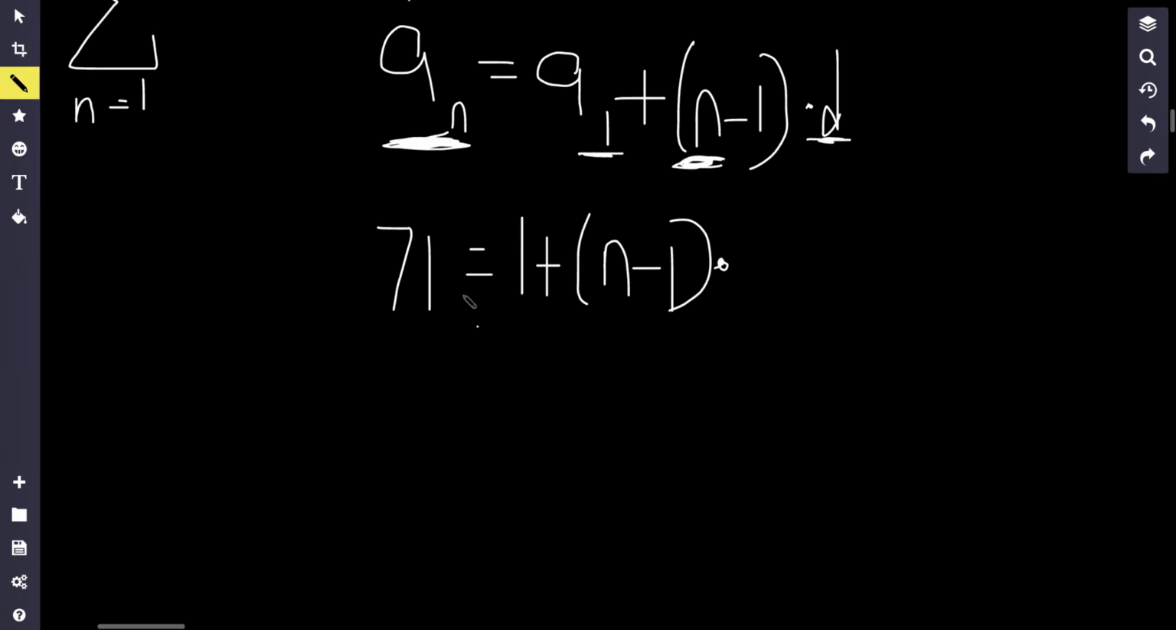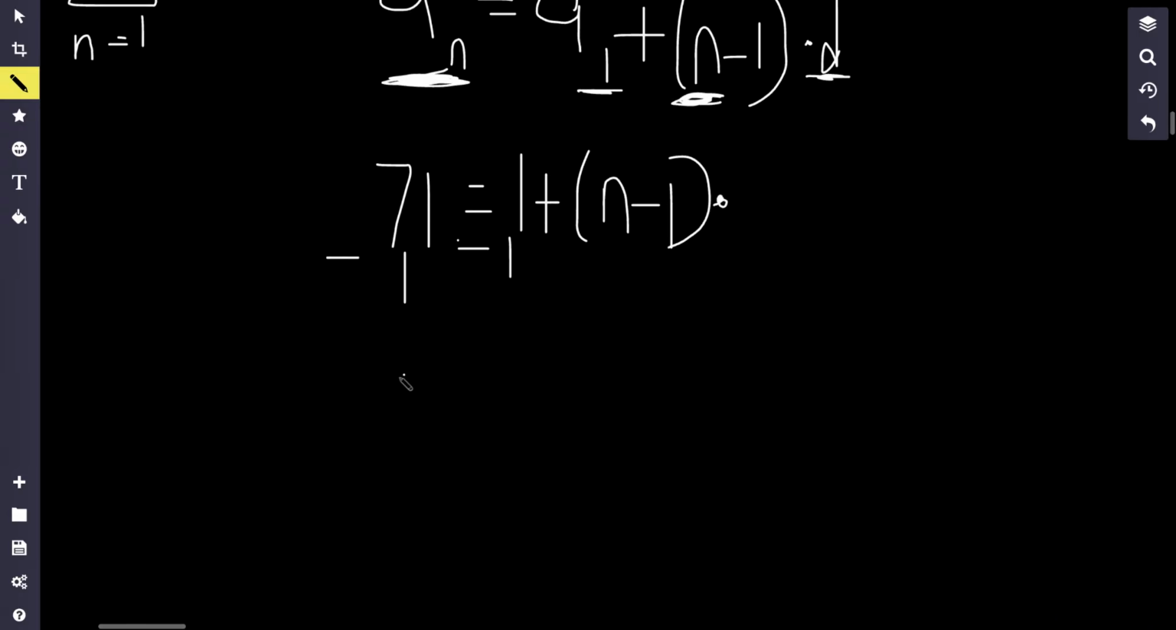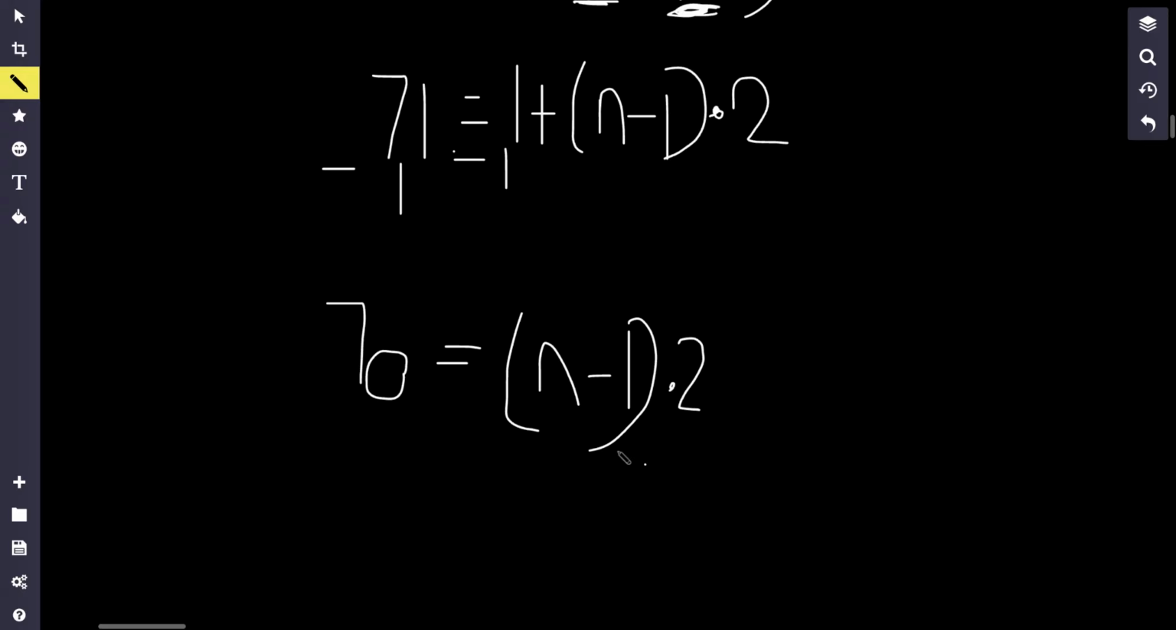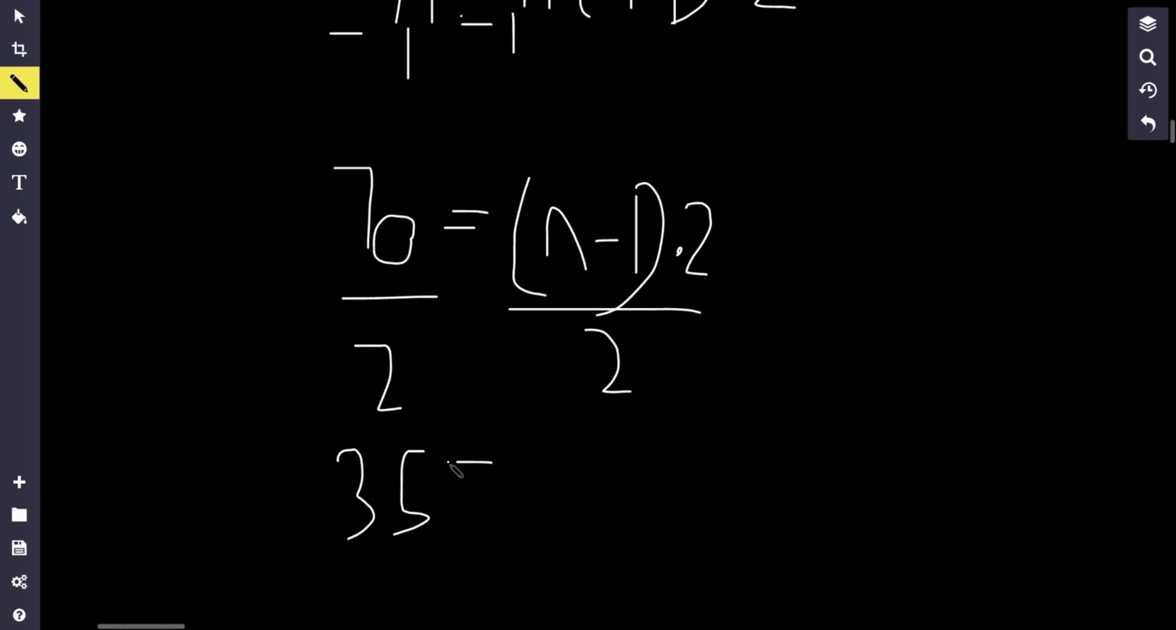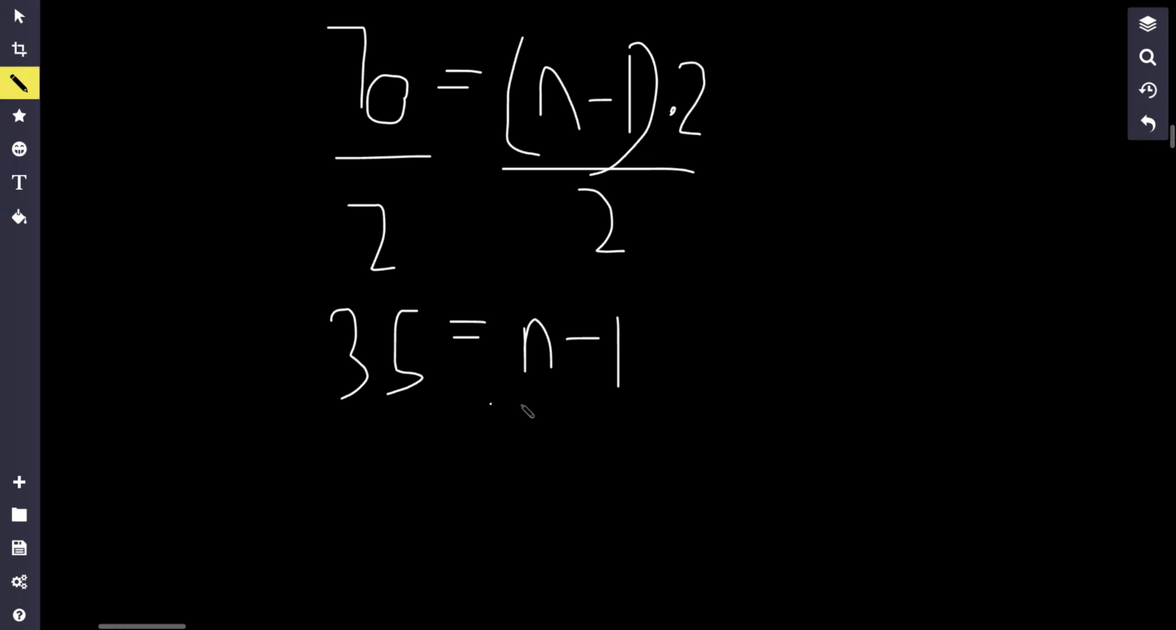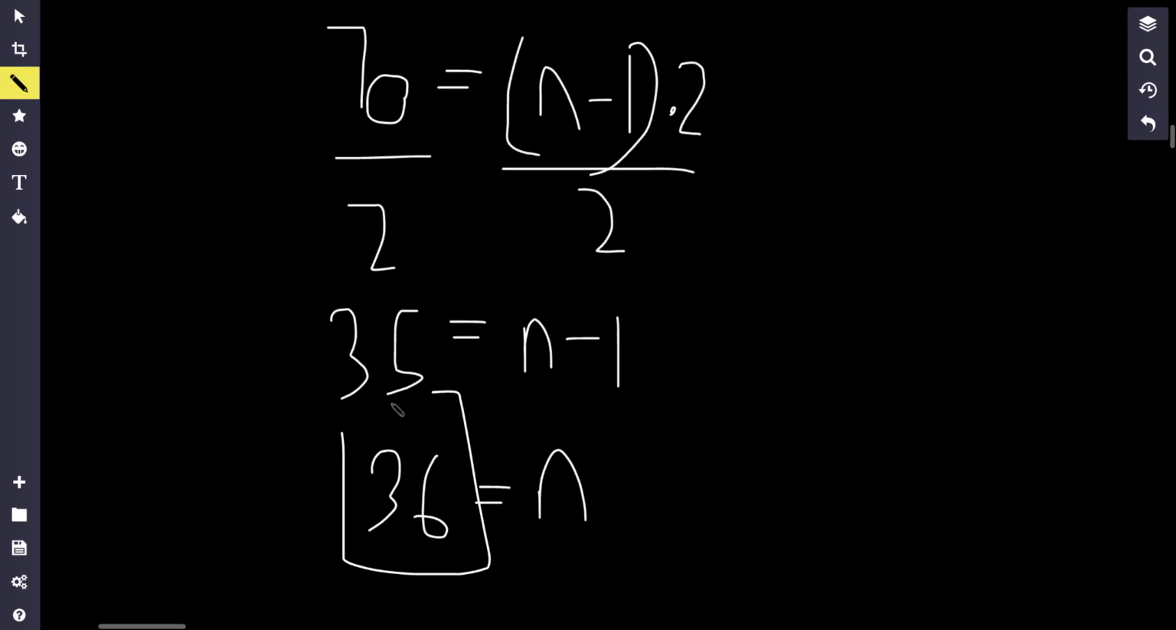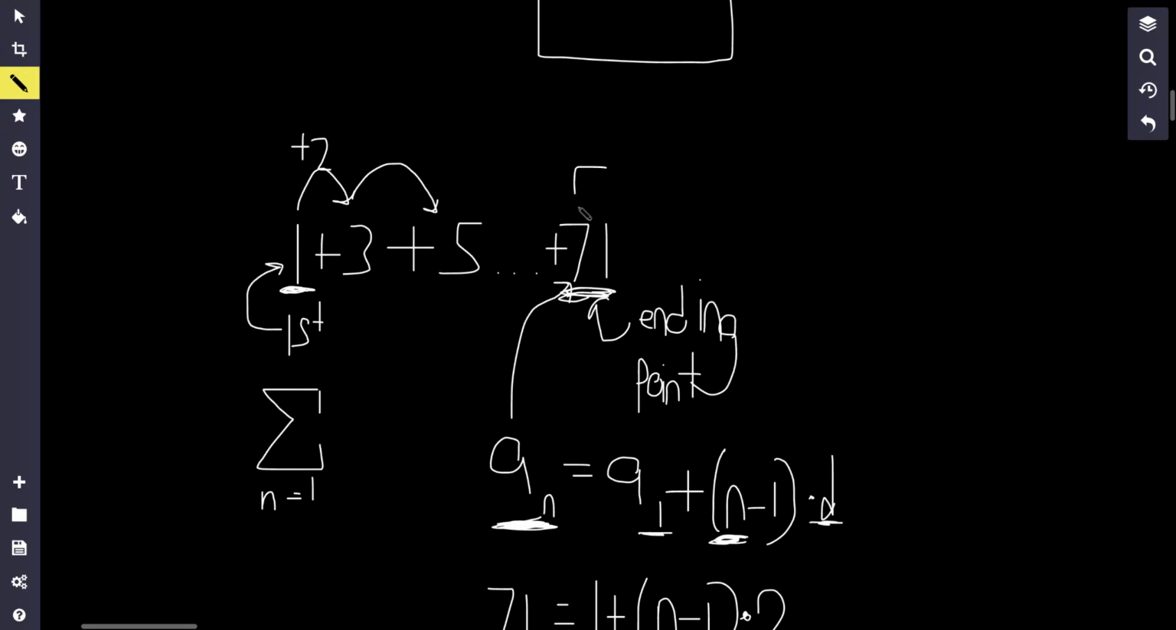So what I'm going to do is just subtract 1 from both sides. So 70 is going to be equal to n minus 1 times 2. I'm going to divide both sides by 2, so I get 35 is equal to n minus 1. And if I add 1 to both sides, I get 36 is equal to n. So I am on the 36th term. This right over here is the 36th term.